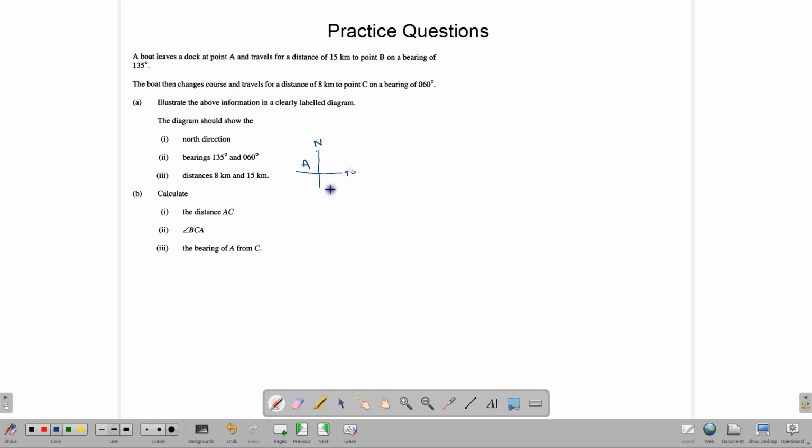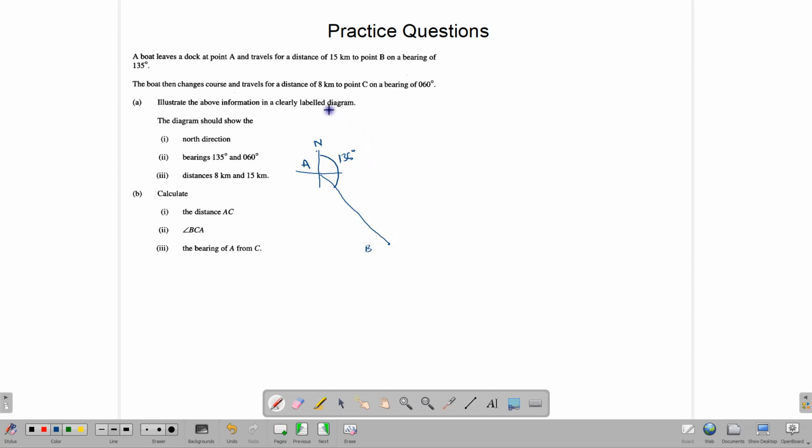Remember that here is 90, this is 180 degrees. I'm going to erase them, but just so that you remember. So 135 is going to be between 90 and 180. So it's somewhere here. And this is your angle 135 degrees. And here's your A. Now the ship stops at B. So this is your B.